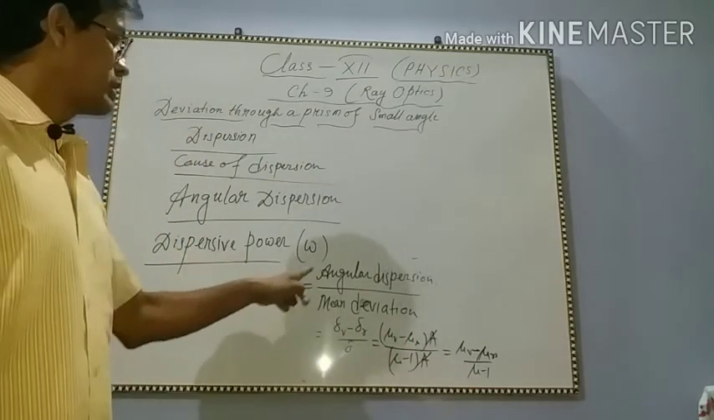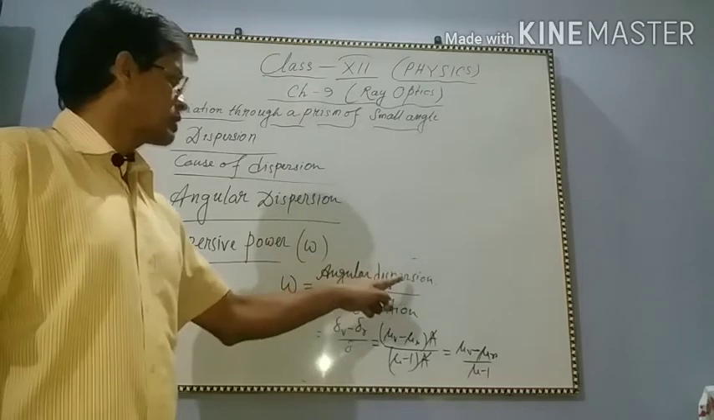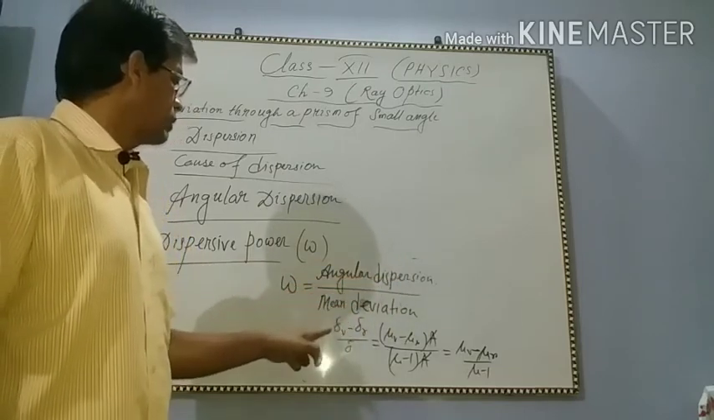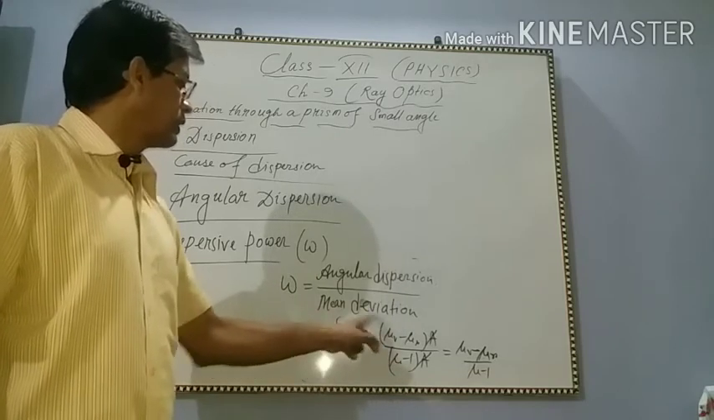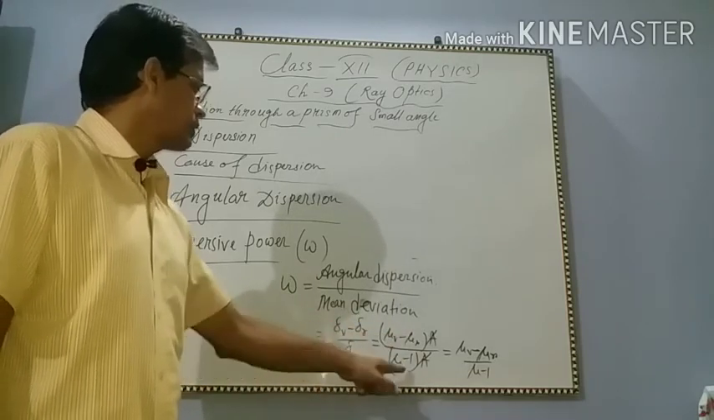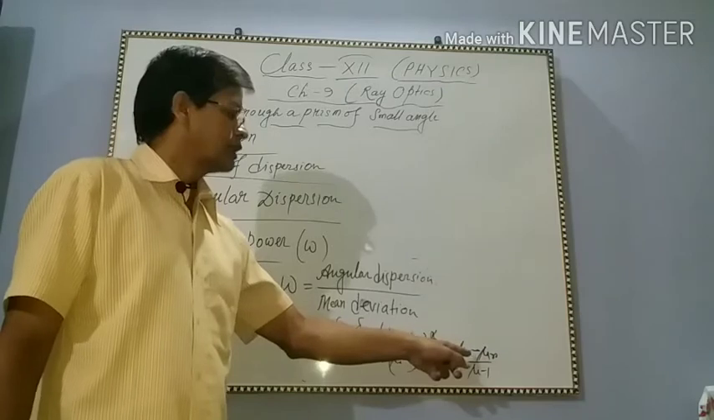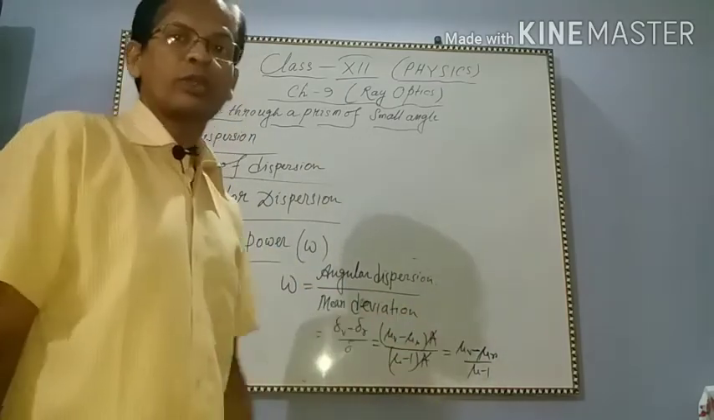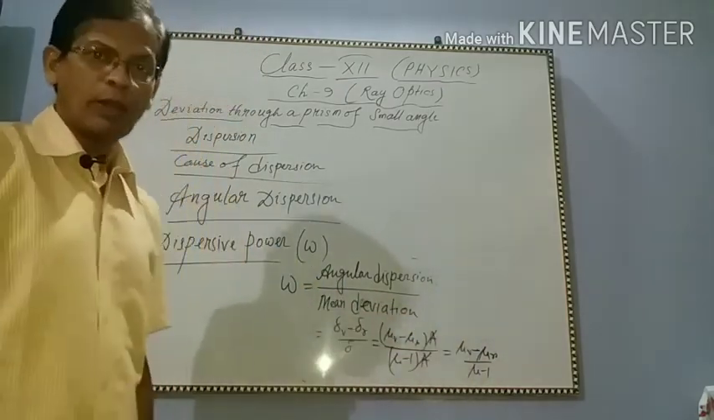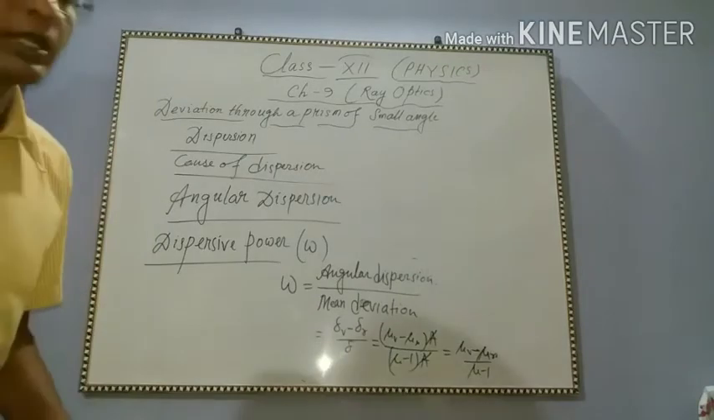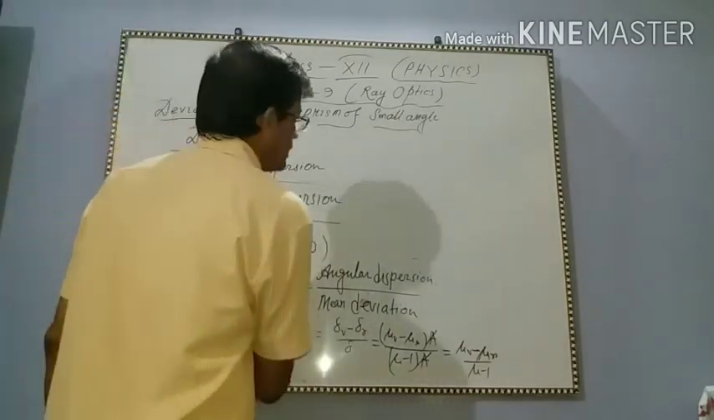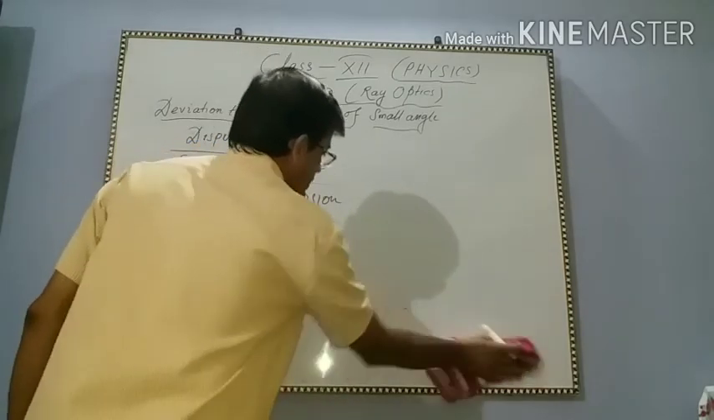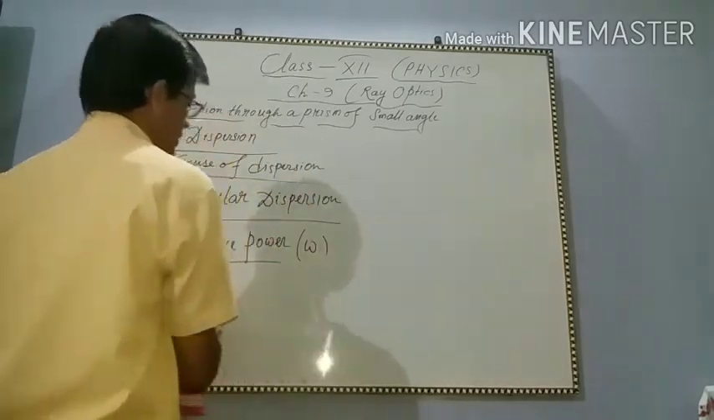Dispersive power means the ratio of angular dispersion to mean deviation. Angular dispersion is delta V minus delta R by delta, and its value is this; cancelling A, we get mu V minus mu R by mu minus 1. This is the dispersive power. Now, what is scattering of light?